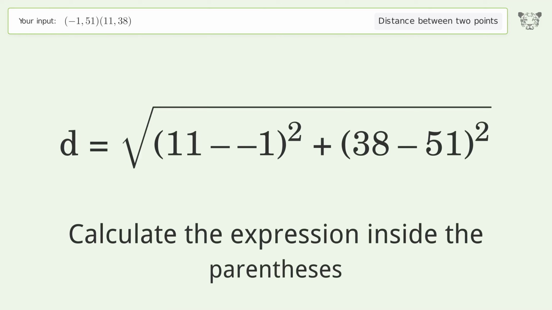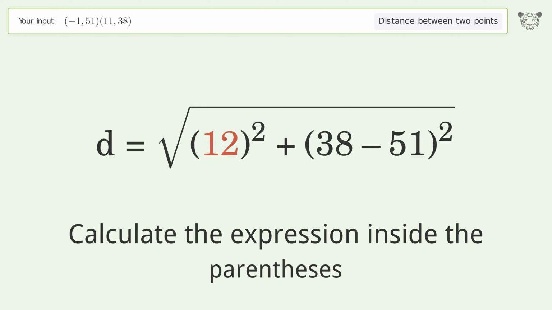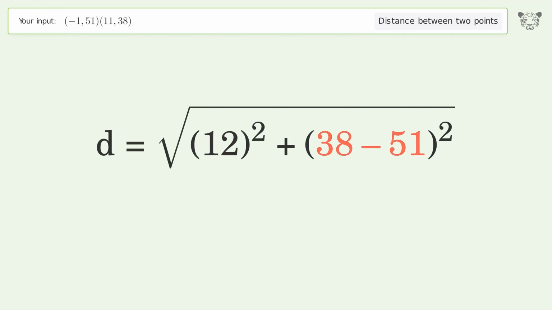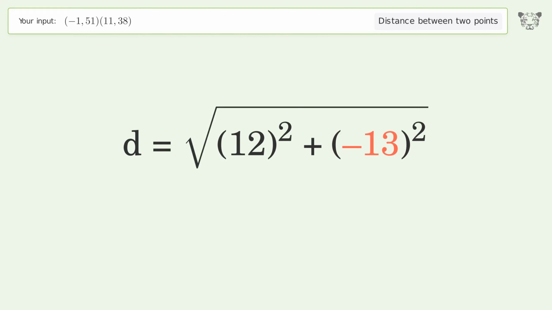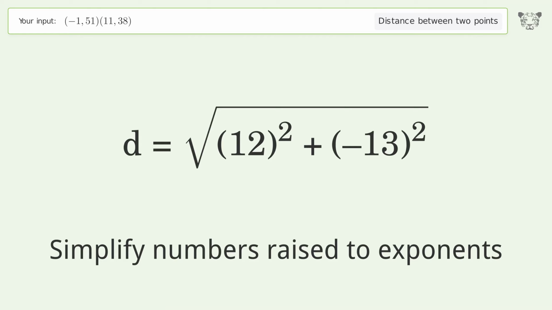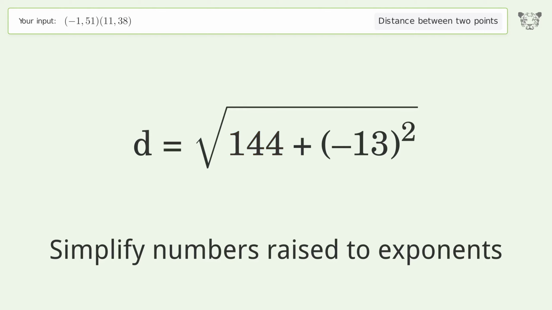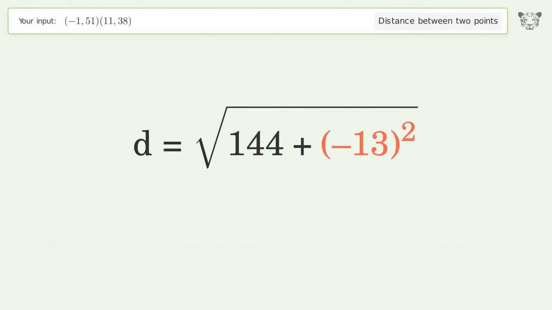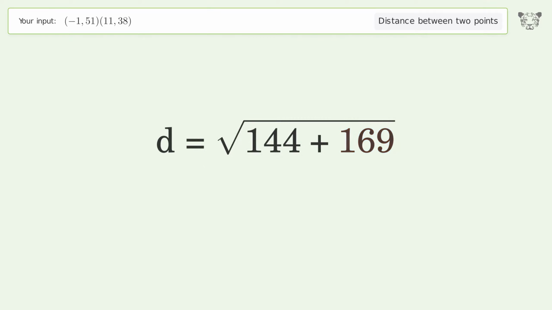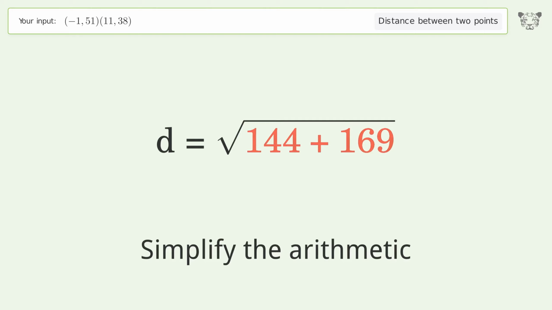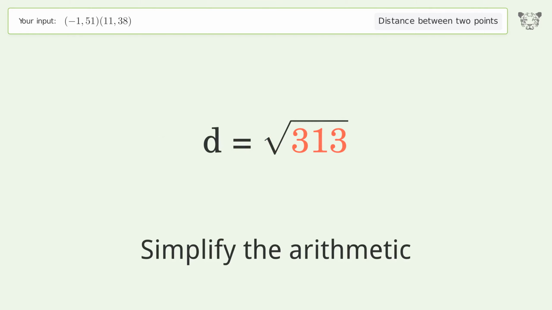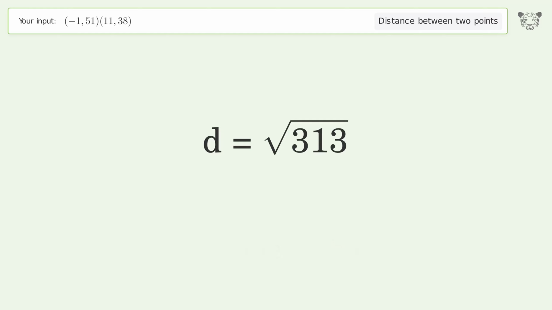Calculate the expression inside the parentheses. Simplify numbers raised to exponents. Simplify the arithmetic. And so the distance between the 2 points is the square root of 313, or 17.692.